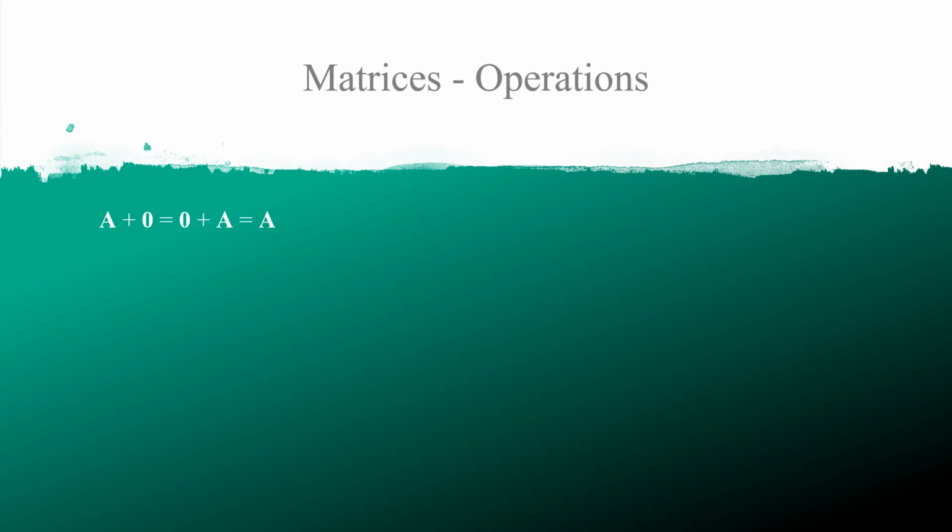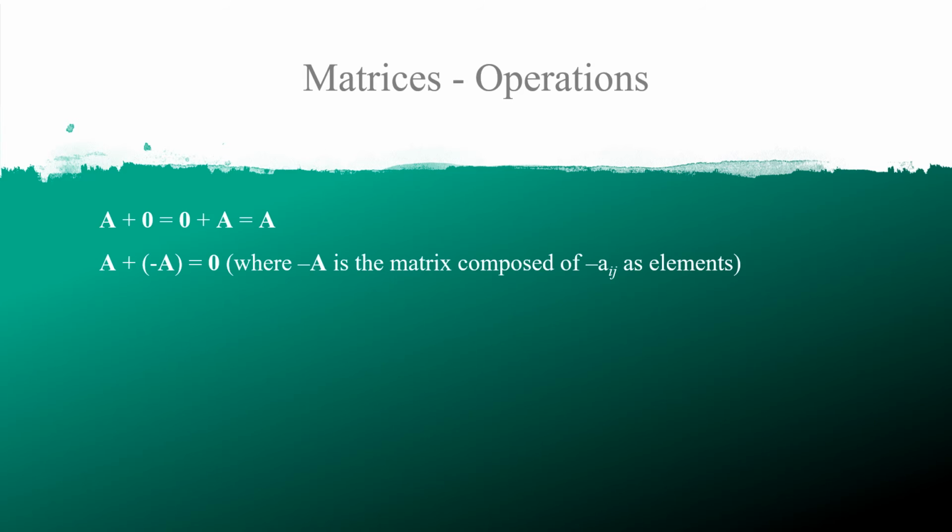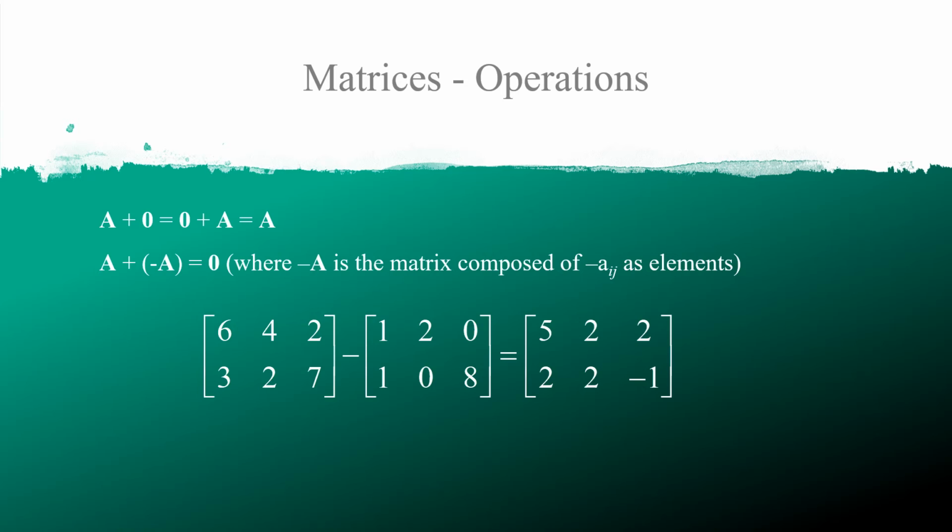All right, so a couple more properties. We have that a matrix A plus the 0 matrix equals 0 plus the A matrix. In other words, I can add that in any order. And either way that I add it, I'm just going to get the A matrix back out. I can also look at matrix subtraction and kind of think of it as addition, where I have A plus negative A is going to give me that 0 matrix.